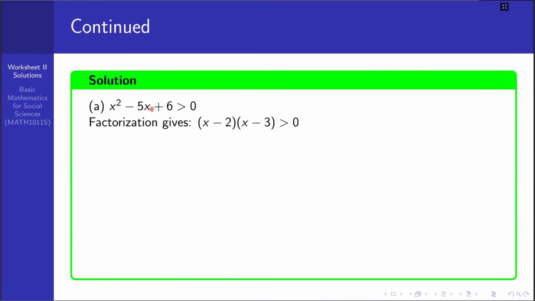Factorization method: if we factorize this one, we need to find two real numbers whose sum is negative 5 and whose product is positive 6. And these two real numbers are minus 2 and minus 3, so that x squared minus 5x plus 6 can be expressed as the product of x minus 2 and x minus 3. So that is fully the factorized form of this quadratic term.